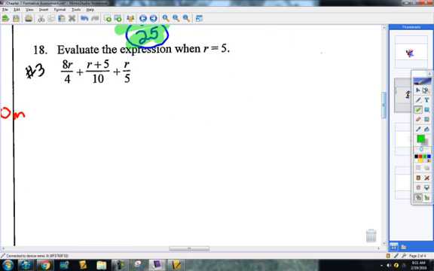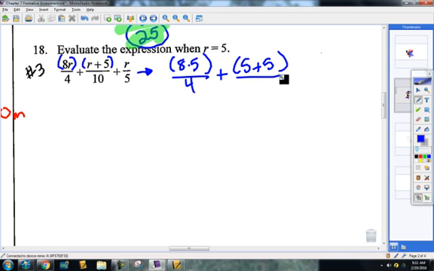Okay, number 18. As you guys will remember, I said any time you see an expression in the numerator or denominator, you must put it in parentheses. So here we go. Put this in parentheses. Now we've got to turn that algebraic into a numeric. So here we go. 8 times 5 over 4 plus 5 plus 5 divided by 10 plus 5 over 5.